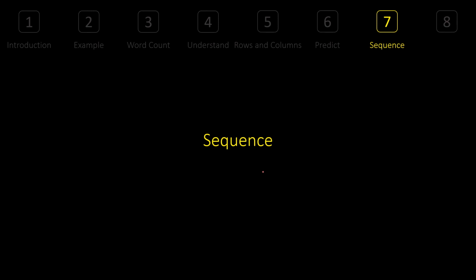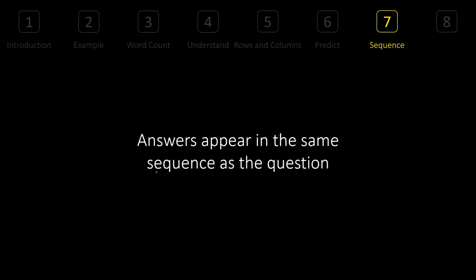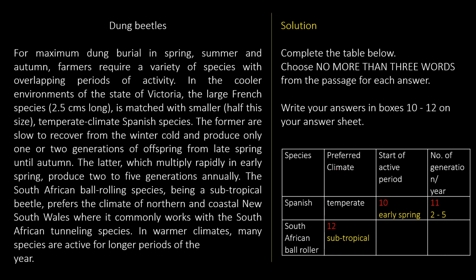Sequence is always maintained. What is the meaning of that? The answers appear in the same sequence as the questions. Okay, let me show you what I mean by that. So we have here early spring. Let me explain where we found the answer. It was a little bit of a tricky one. Species, Spanish was mentioned together with French. In the cooler environments of the state of Virginia, I'm reading from here by the way, the large French species, which is mentioned, is matched with the smaller temperate climate Spanish species. So this word comes into the picture and they have mentioned temperate. That means we are on the right track.